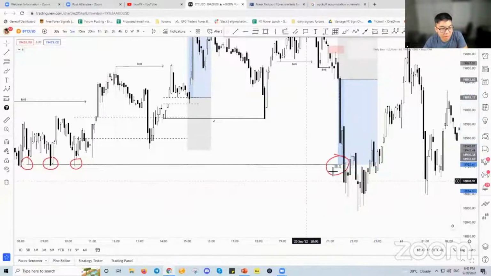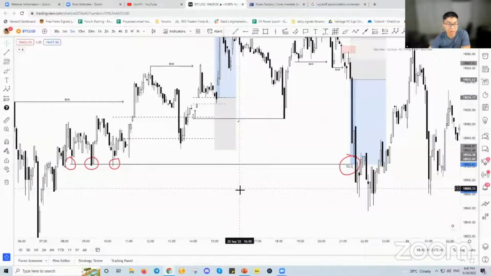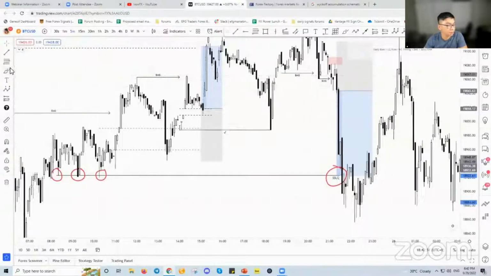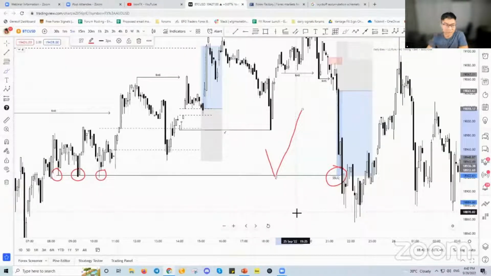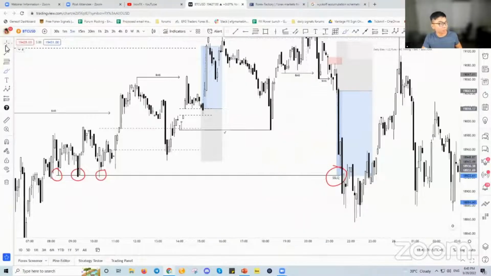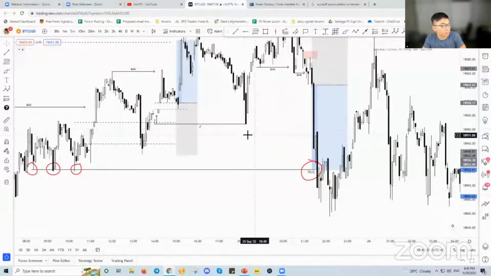So the moment price hit this line, I immediately closed my trade for fear of a reversal. Price could tap this line and bounce off as a form of support. I do not want to risk that. I would rather take profit there than take the chance.